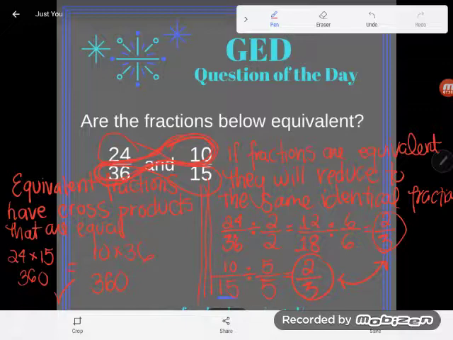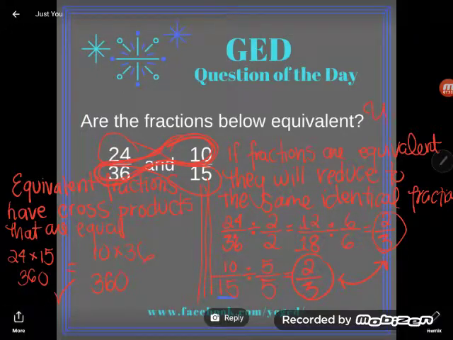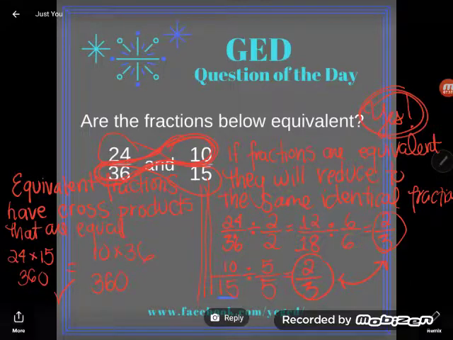So are the fractions below equivalent no matter which way I go? Of course, because good math always works. I came up with the answer yes.